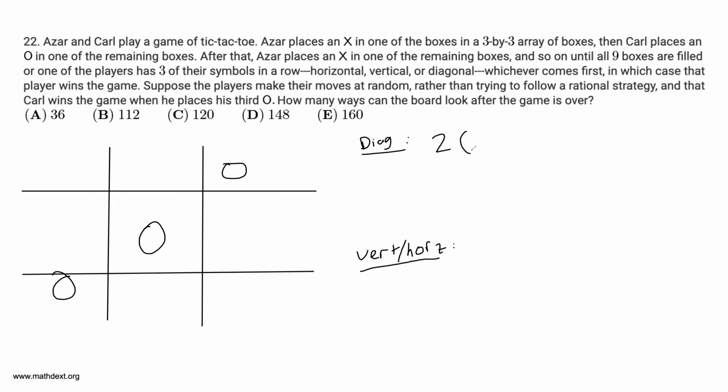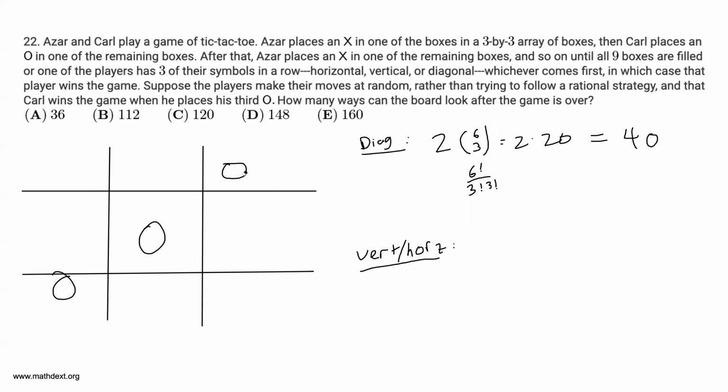There are 6 remaining squares left for Azar, and 3 of them have X's in them. So you're multiplying 2 by 6 choose 3, which is equal to 2 times 20. 6 choose 3 is 6 factorial over 3 factorial times 3 factorial. You can check that this is indeed equal to 20. So there are 40 ways for Carl to win by placing his O's on a diagonal.